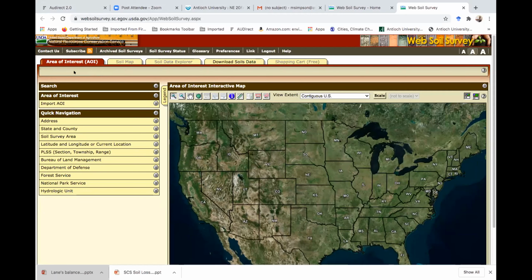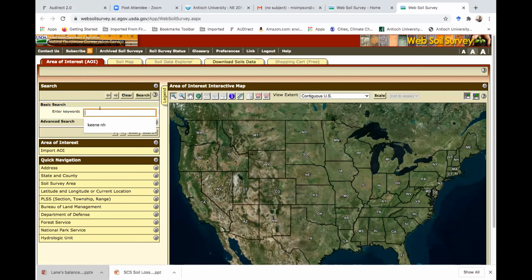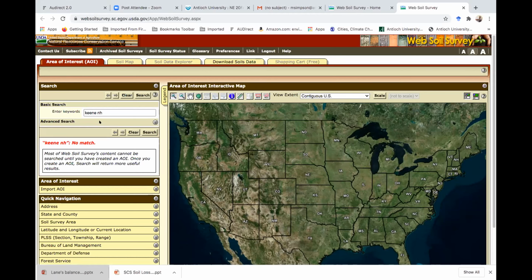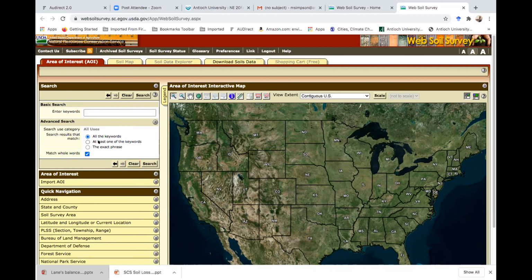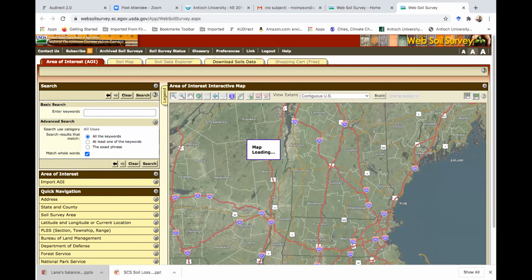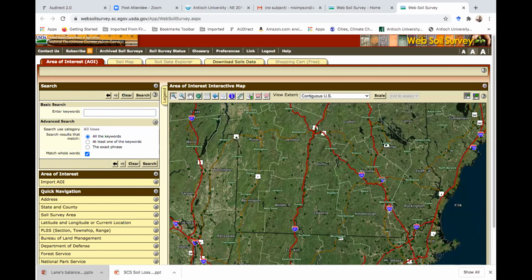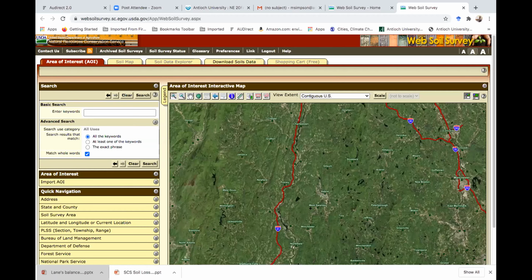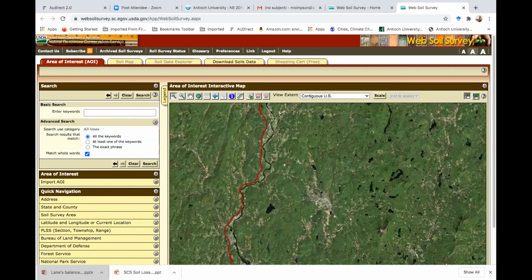In search, I'm just going to put Keene, New Hampshire. No match. Enter keywords. Basic search. Keene, New Hampshire. Clear. Advanced search, all keywords. I think I'll go here and just click on it. It's the fastest way. I'm clicking on it, click on it, click on it. Okay, Bennington, Cheshire, click. Keene.